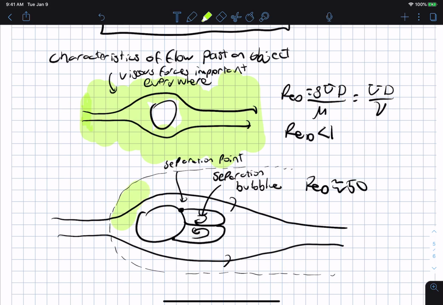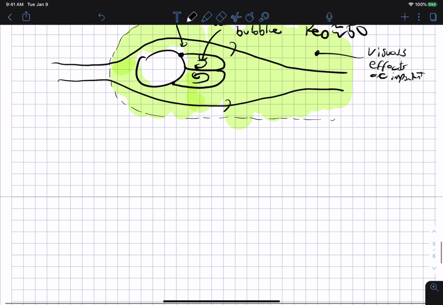and so that is in this region here. Okay, and so this is where viscous effects are important. Now, if we bump the Reynolds number up to a very high number, say 10 to the 5th, which is considerably higher, we see a completely different flow pattern.